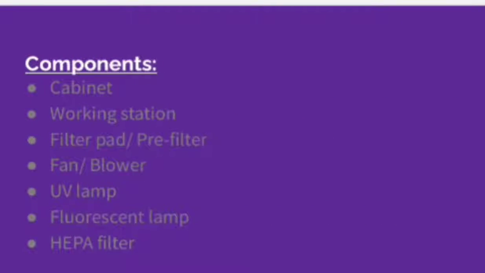Now, parts of the laminar airflow cabinet. A laminar airflow cabinet consists of the following parts: cabinet, working station, filter pad or pre-filter, fan or blower, UV lamp, fluorescent lamp and HEPA filters. Now, first of all, the cabinet.